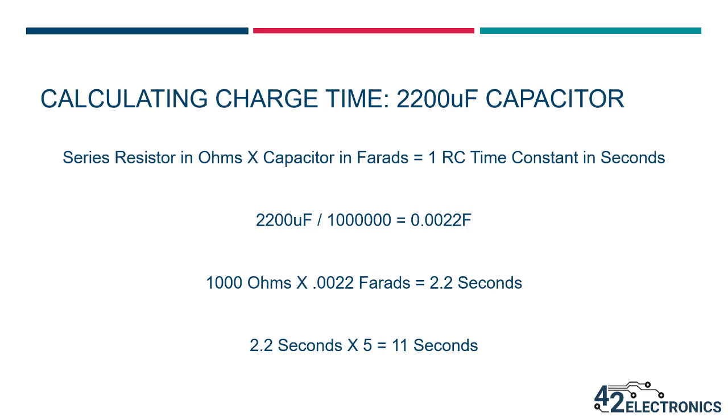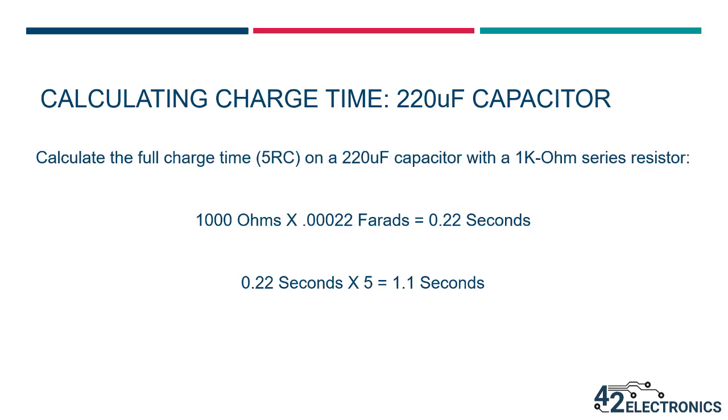This means that it will take 2.2 seconds for a 2200 UF capacitor to charge to 63% of the supply voltage when in series with a 1000 ohm resistor. To compute the time required to fully charge the capacitor, the single RC value would be multiplied by 5, and that gives us 11 seconds. 2.2 seconds times 5 equals 11 seconds. So a 2200 UF capacitor with a series resistor of 1000 ohms will take 11 seconds to fully charge to the supply voltage. Any less time than this and the capacitor will not be fully charged.